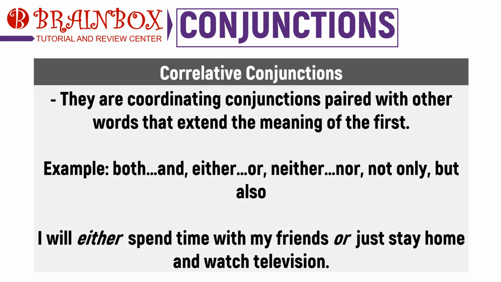Second, correlative conjunctions. They are coordinating conjunctions paired with other words that extend the meaning of the first. Example: both, and, either, or, neither, nor, not only, but also.